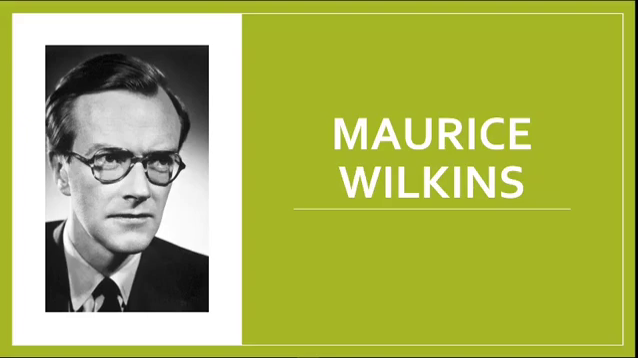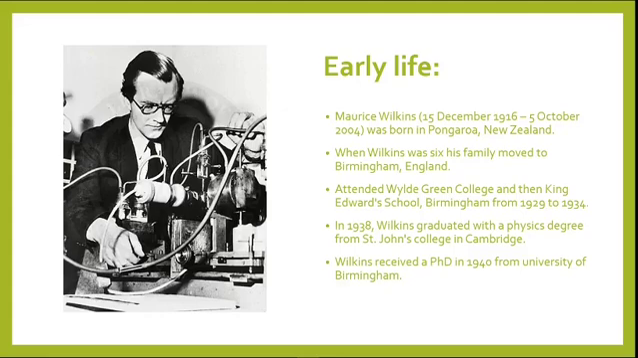The scientist I am going to be talking about today is Maurice Wilkins. Wilkins was born on 15 December 1916 in Pongaroa, New Zealand. When Wilkins was 6 years old, he along with his family migrated to Birmingham, England to pursue a good career. In England, Wilkins completed his early education from Wylde Green College and then King Edward's School, Birmingham. After that, in 1938, he got a physics degree from St John's College in Cambridge. Soon after, he received a PhD from the University of Birmingham.